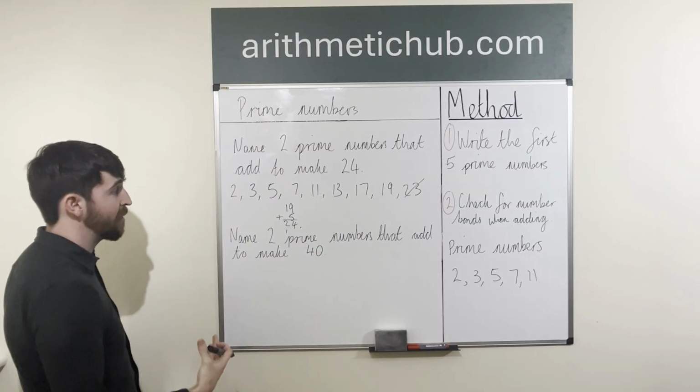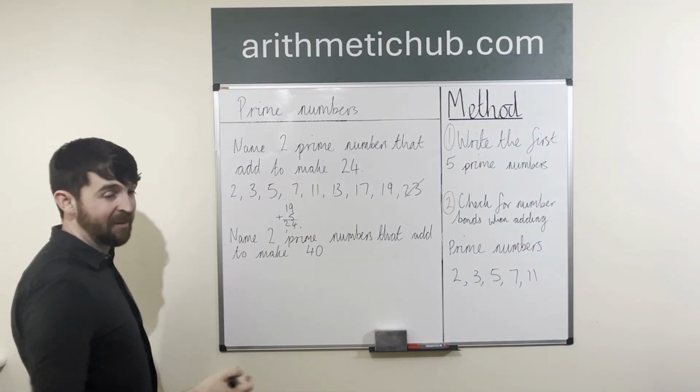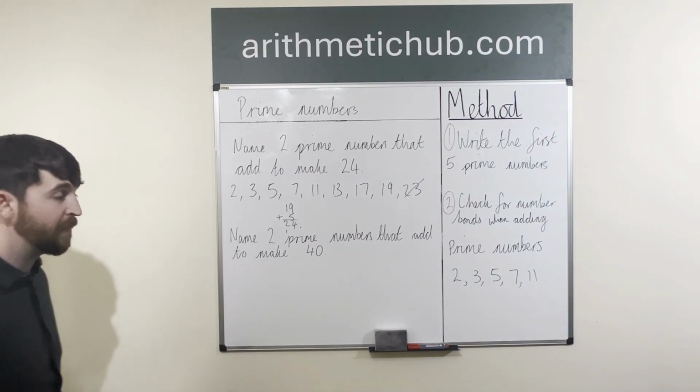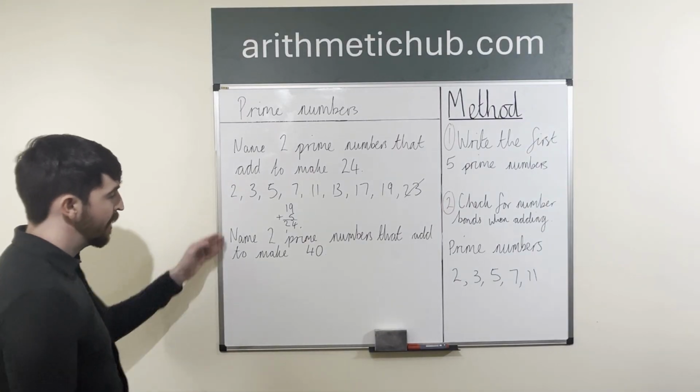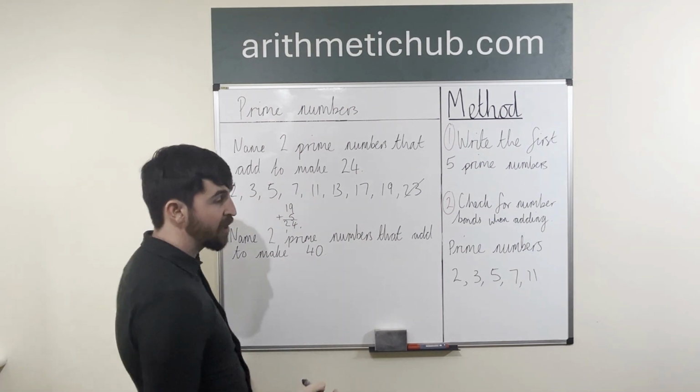Nothing I could add to 23 would give me 24. I got rid of it, then I went to 19. Is there anything I could add to 19 to get to 24? Yes, there was. I could add 5. What's great about this is now I've got these prime numbers, I can use those to answer this next question.